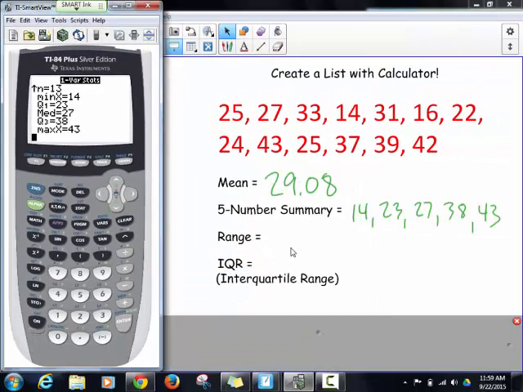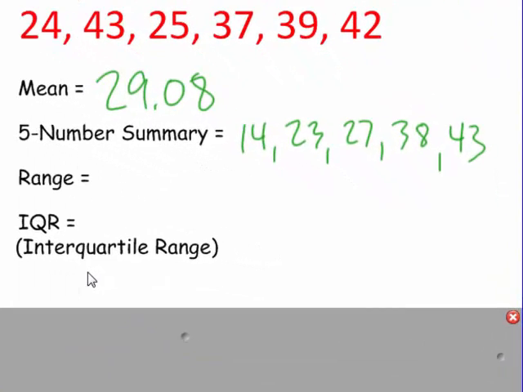So let's go ahead and calculate the range and the IQR, the interquartile range. Well, what does the range stand for? Well, the range, it's like how far do the numbers range? So from what range do they exist? Well, from 14 to 43, that's our range. So to find one number to represent that, we can just subtract our max and our min. So take our 43 minus 14, and that gives us 29.